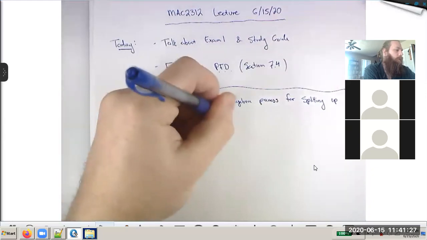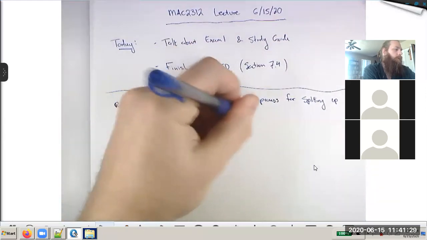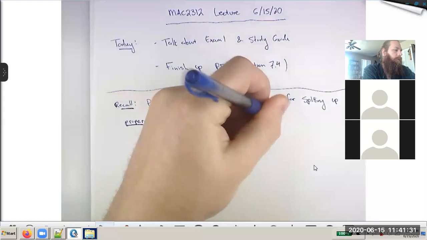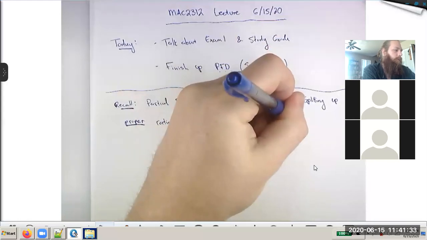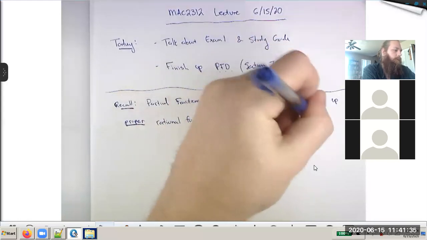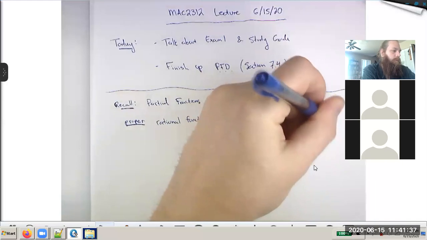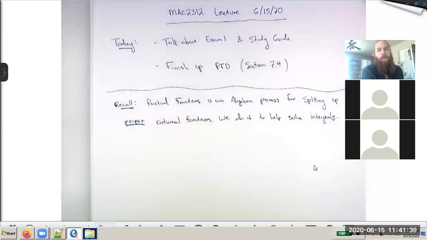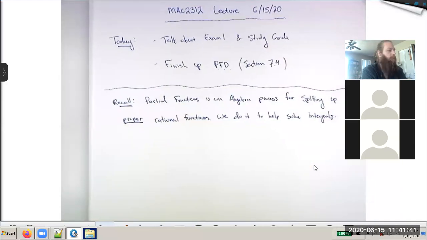We do it to help solve integrals, at least right now. But later, when we talk about sequences and series, we're going to do partial fractions to help us find series representations. And in other settings, you'll do partial fractions to find inverse Laplace transforms, all sorts of other good stuff.